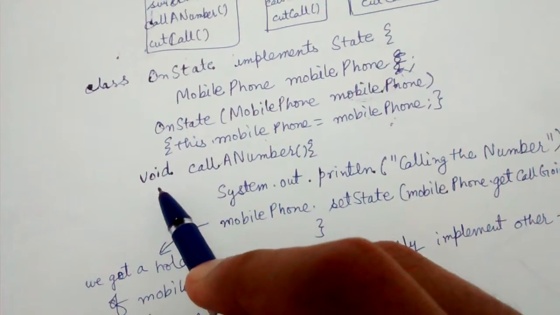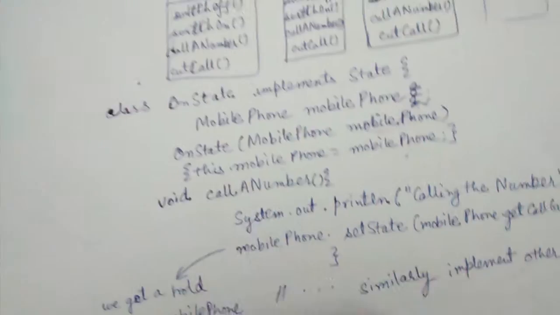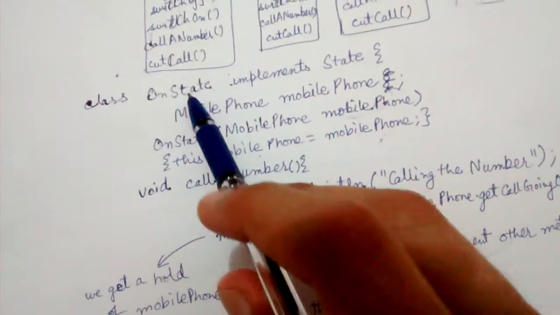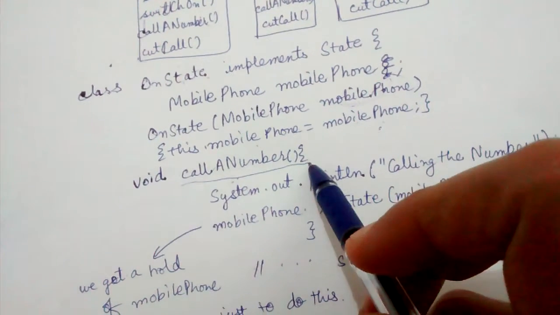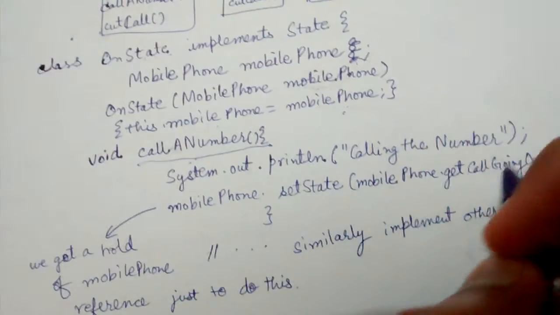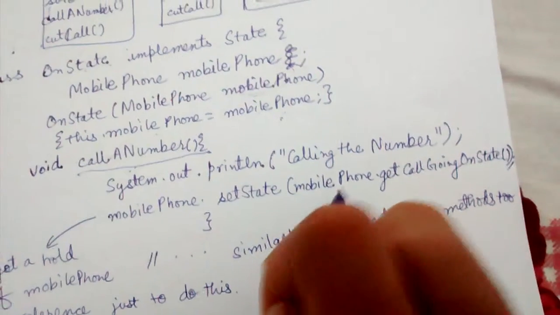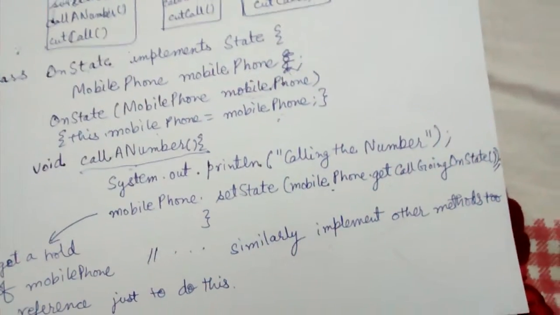Now we look at the implementation of one of these four methods. Let's see the call a number method. So this is the on state. So we are in the on state right now. Within that on state, we are implementing this call a number method. We just print "calling a number", and we set our state to mobilePhone.getCallGoingOnState. So we get hold of the state.